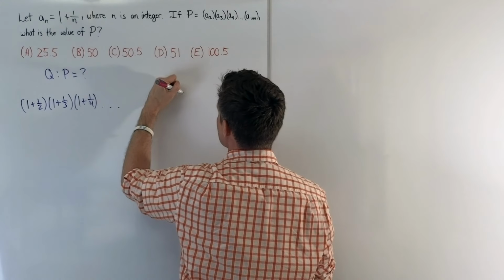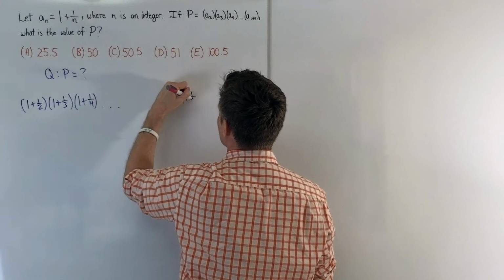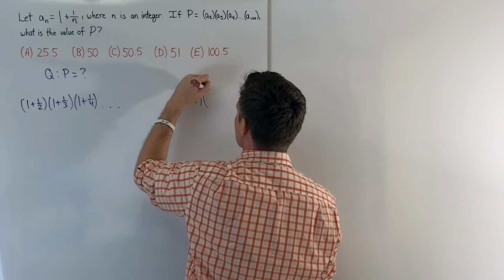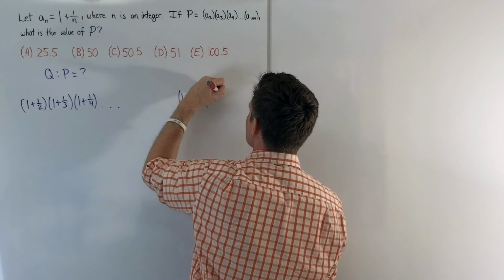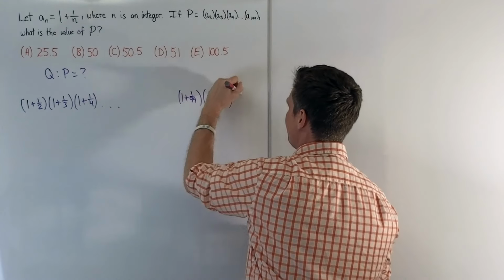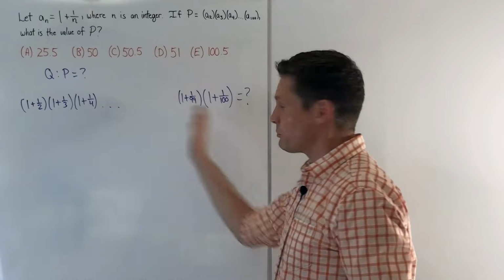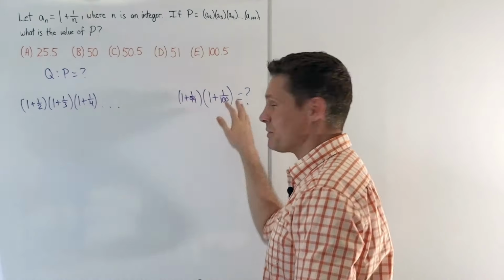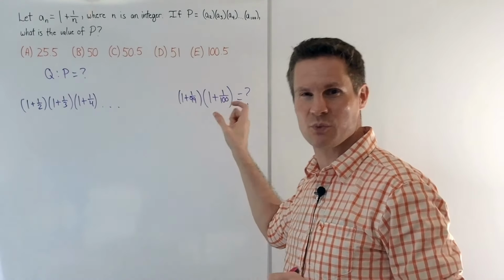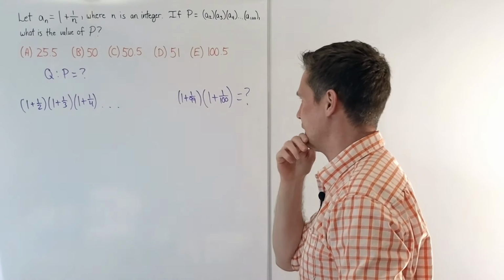Let's go ahead and put the last two. A sub 99 is going to be 1 plus 1 over 99. And A sub 100 is going to be 1 plus 1 over 100. So that whole thing, we want to know what that equals. And it's important for us to do this step because sometimes this is the place where we're going to see that cancellation or sort of the pattern emerging.